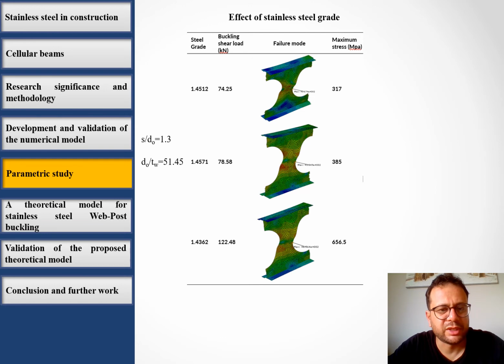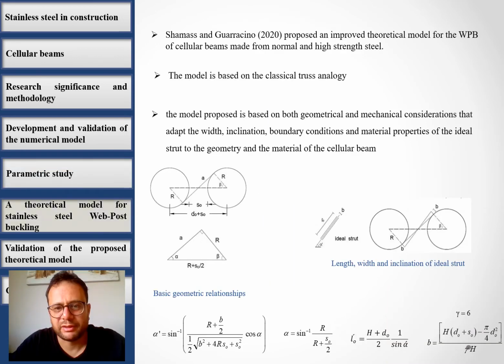And also you can see that the maximum von Mises stress at the web post for the duplex stainless steel cellular beam is higher than the maximum von Mises stress for ferritic and austenitic stainless steel cellular beams. From this parametric study, we can conclude that the shear buckling load of the cellular beam made of duplex stainless steel increased by 28 to 48 percent on average compared to cellular beams made of ferritic and austenitic stainless steel.